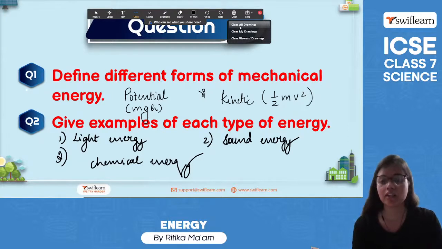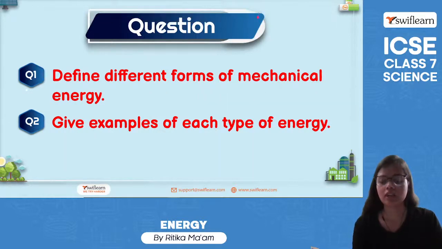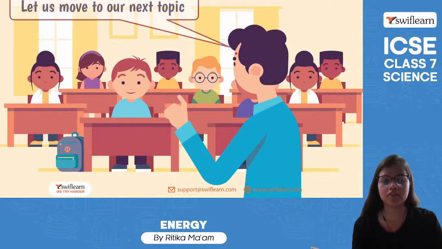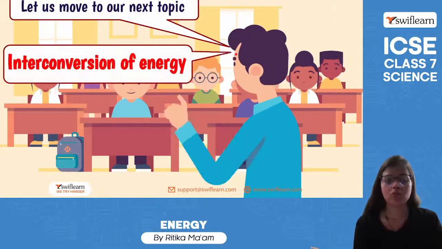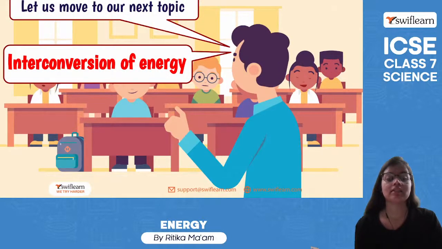We have electrical energy, we have heat energy. By burning the fuels we get heat energy. So these are some of the examples of different forms of energy. Now let us move on to our next topic, which is interconversion of energy.